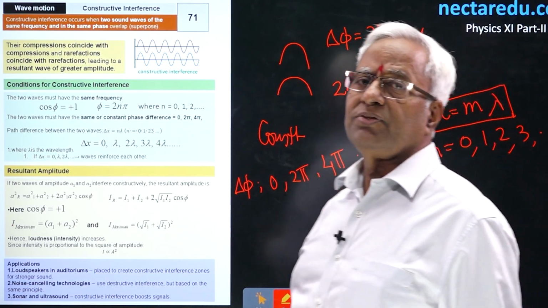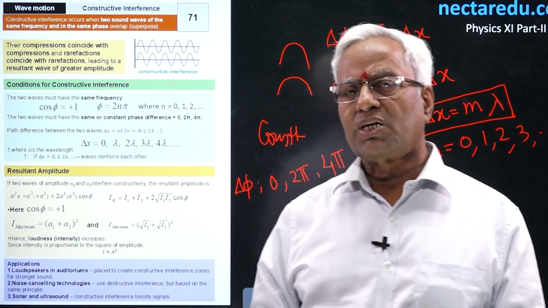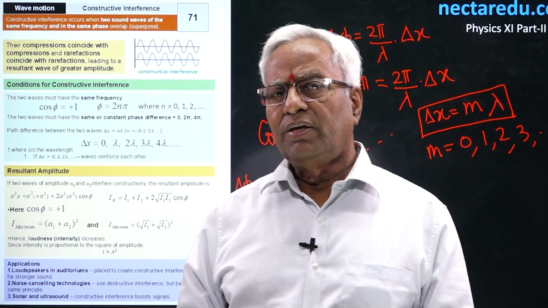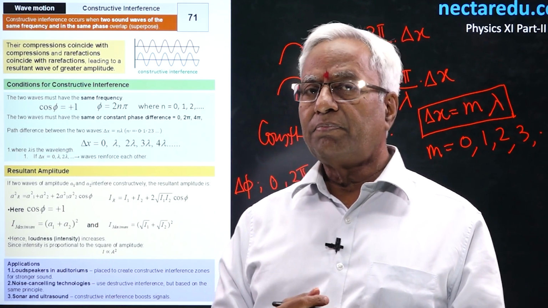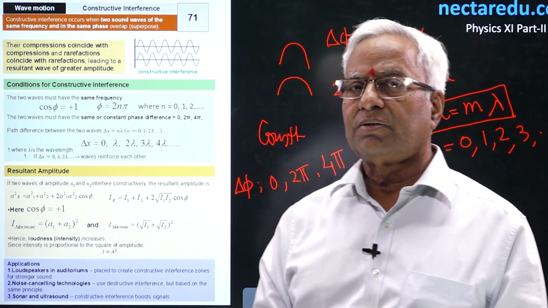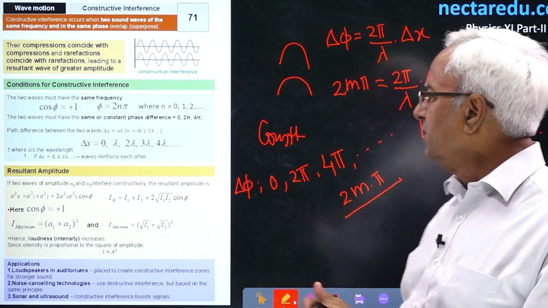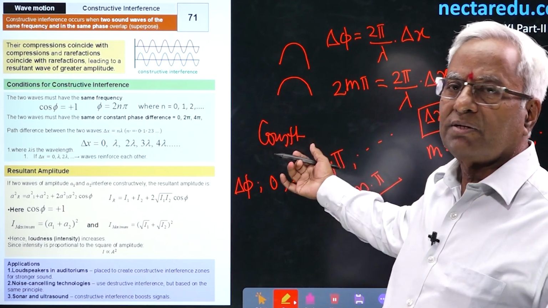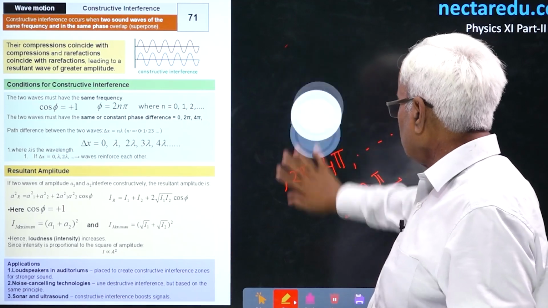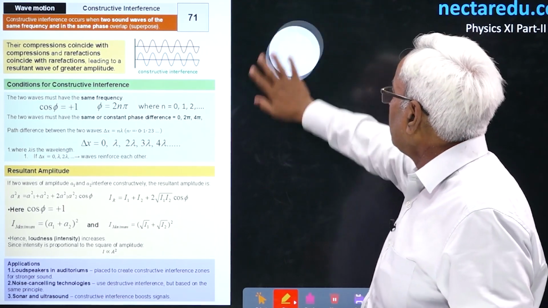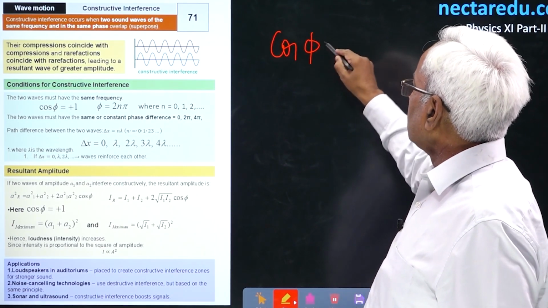So, if the path difference is 0, lambda, 2 lambda, 3 lambda, then also you are going to have constructive interference. That way you could say if the phase difference is an even multiple of pi, or the path difference is an integral multiple of lambda, both cases are in fact equivalent. In both cases we have constructive interference. Now, if phi is 0, cos phi is going to be 1, and likewise for all even multiples of pi, you are going to have cos phi equal to 1.